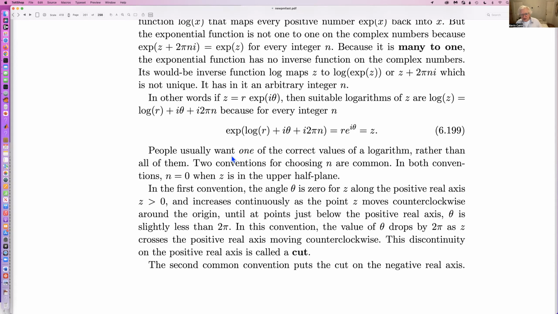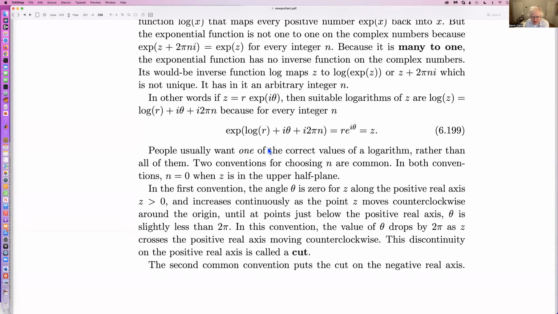Of course, typically people want one of the correct values of a logarithm rather than all of them. And there are two conventions for choosing what you mean by n. And they're both very common. And of course, there are infinitely many conventions, but the two most common are that you choose n equal to 0 when z is in the upper half plane.